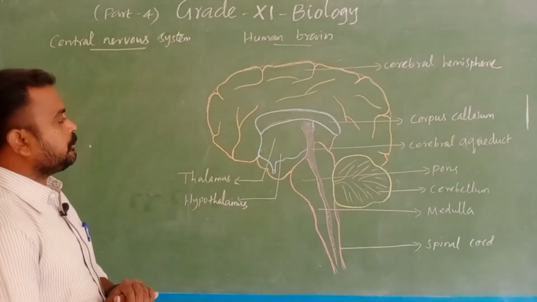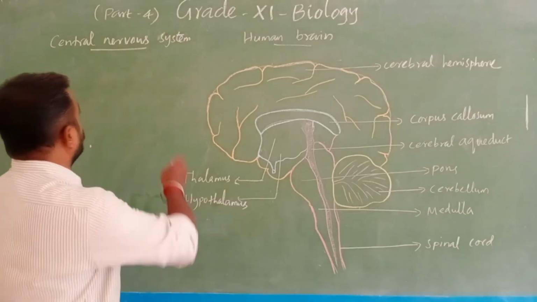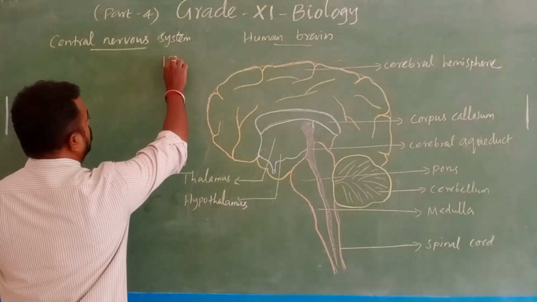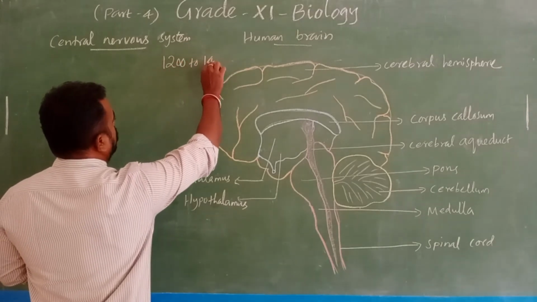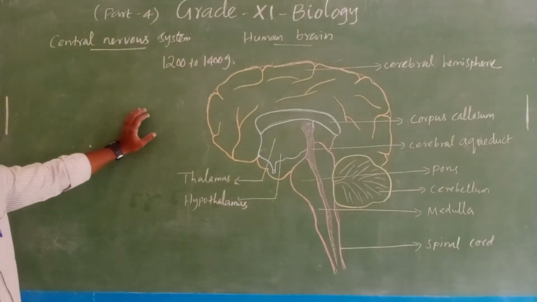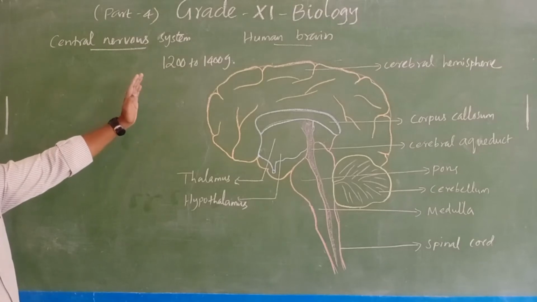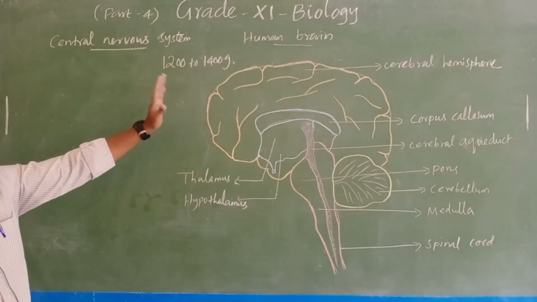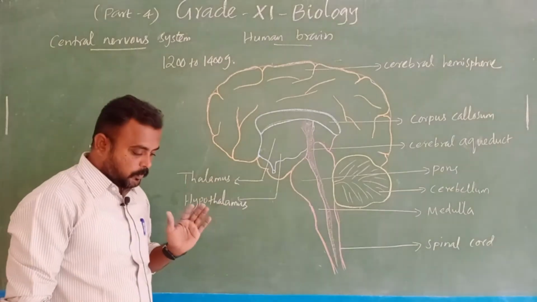The next one, the weight of the human brain. The average human brain weight is 1,200 grams to 1,400 grams. So that is the weight of the human brain.